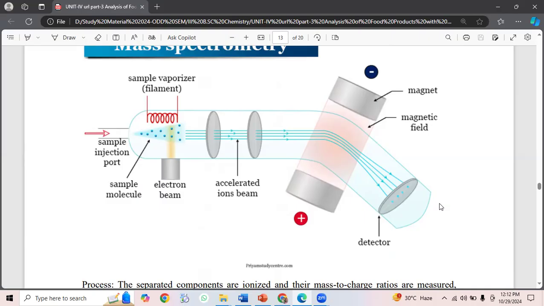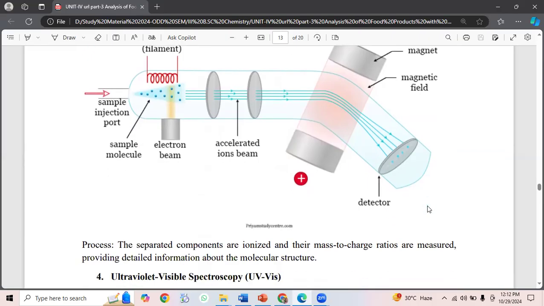After the detector, the signal is sent to the computer. It shows the chromatogram. Each peak shows a different type of ion. From the mass spectrum, we can get the mass value, the charge value, and the relative abundance of the ions.